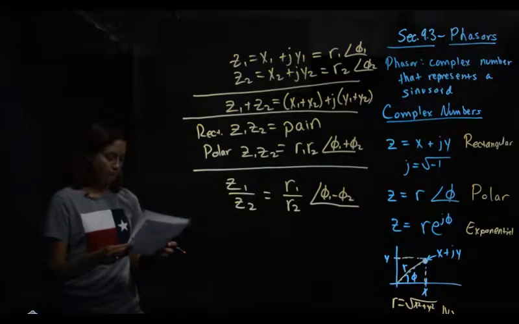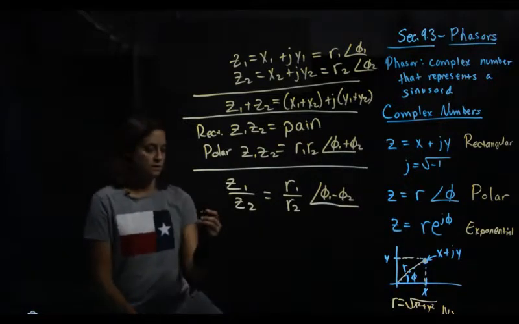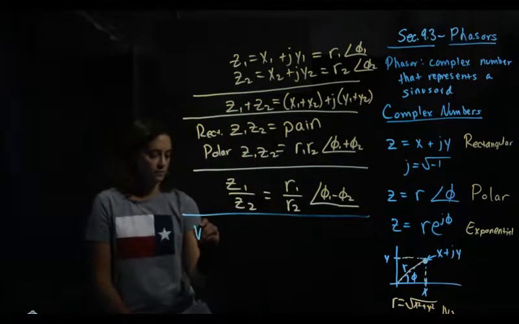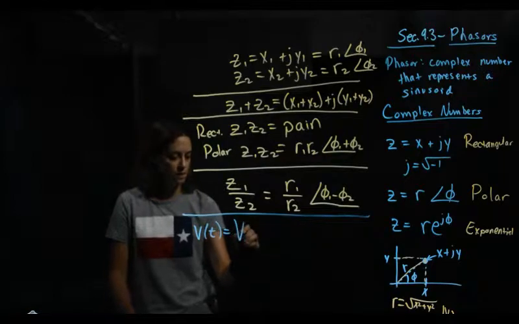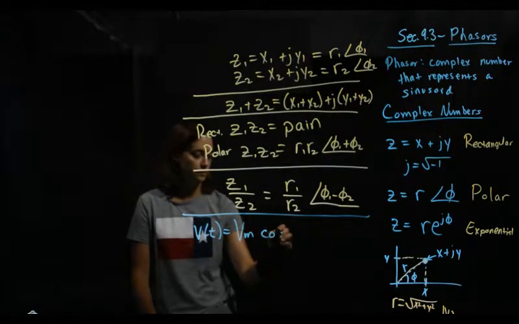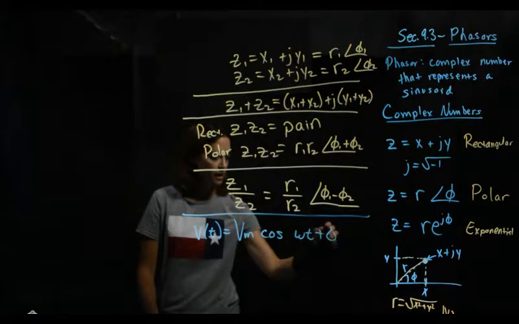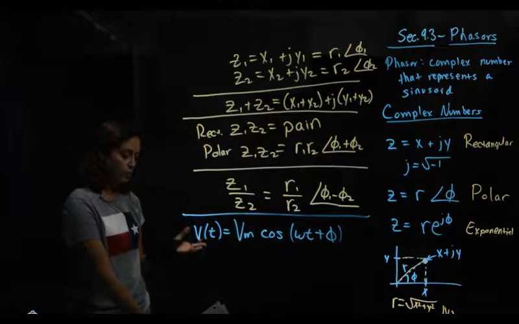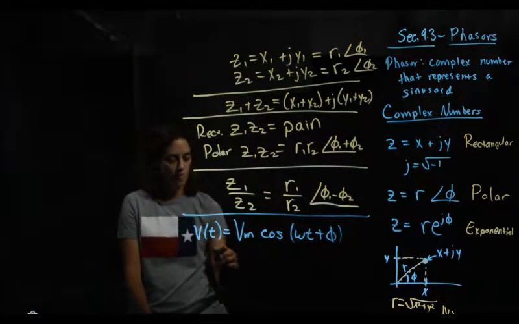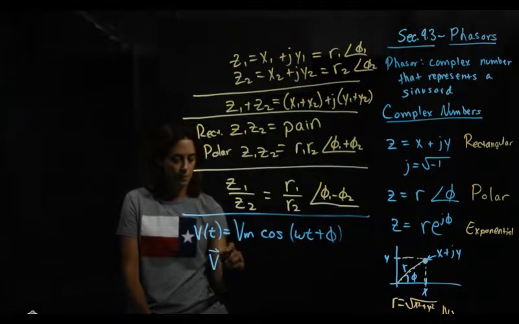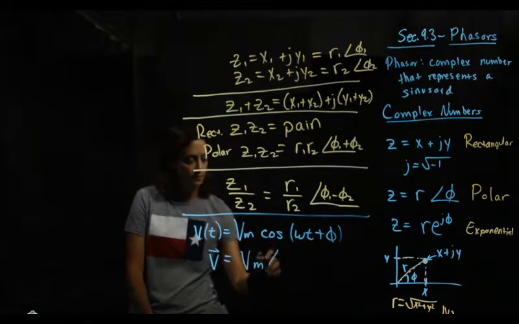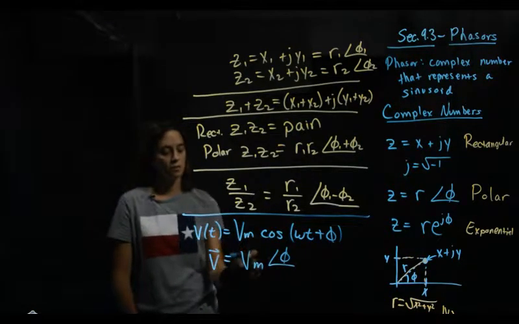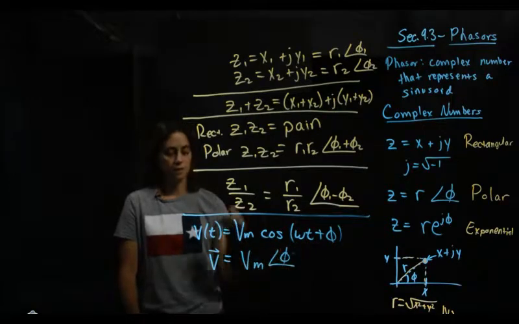So how do we get there? Well, if we have some v of t, let me switch colors here for us. We have v of t equals Vm cosine omega t plus phi. So there's our sinusoid. And we want to represent that in polar form, or as a phasor. Then we say V is Vm at an angle of phi. That's all we have to do. So our peak voltage is our R, our phase angle is here.